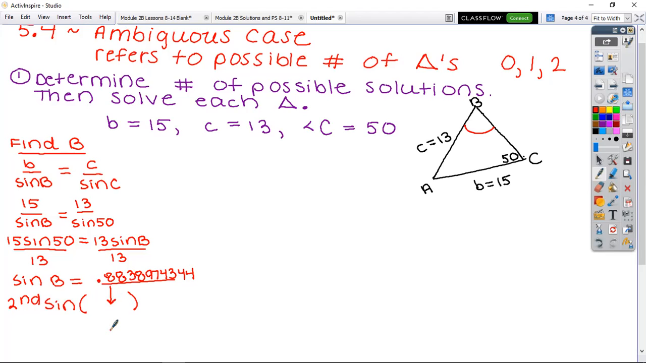So second sine of that decimal, and I'm going to round accordingly. So the question said rounded to the nearest whole number. Let's do the same thing. Everyone get 62 degrees? Perfect. So angle B is equal to 62 degrees.